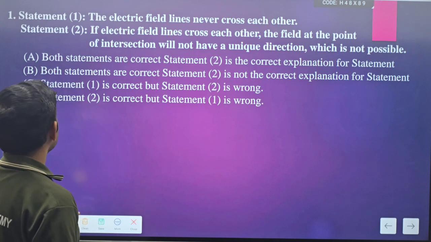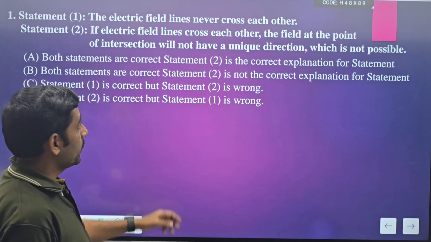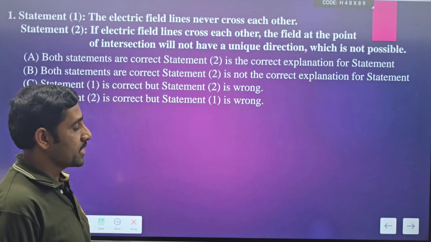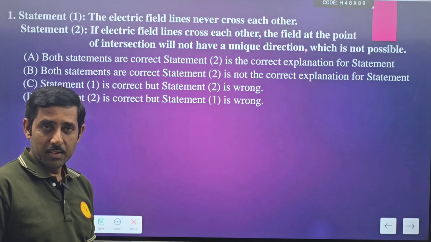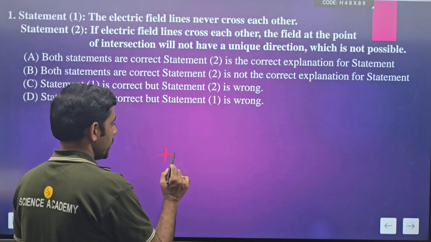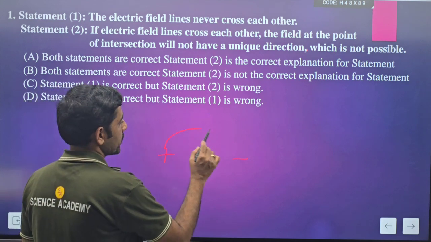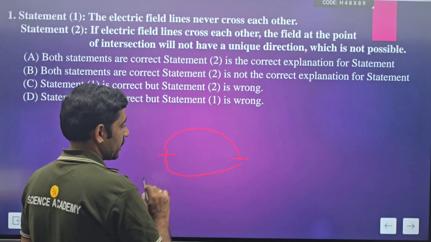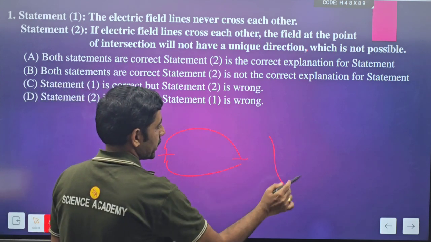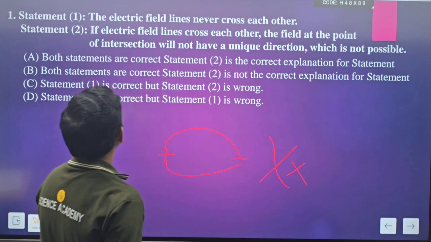In the first question, statement 1, the electric field lines never cross each other. Correct, right? Because they always start from positive and end in negative. They never cross each other. Two field lines never cross each other, they never intersect one another in this way.